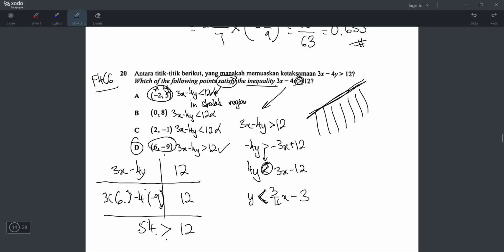Yeah, it will be exactly in the region below it. Because when you have bigger, smaller, there will be a region. All these 3 points will not be in the shaded region because when I sub, the left hand side is not bigger than the right hand side. Only when you sub the point at D do you get left hand side bigger than right hand side. That's why D is the only point that satisfies, the only point that is in the shaded region. All right, this is how I will do it. Hope you understand.